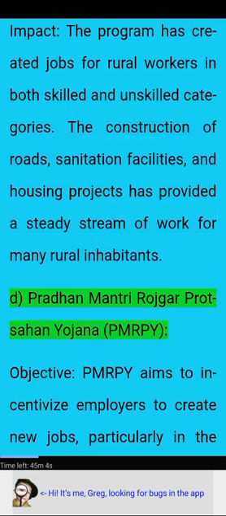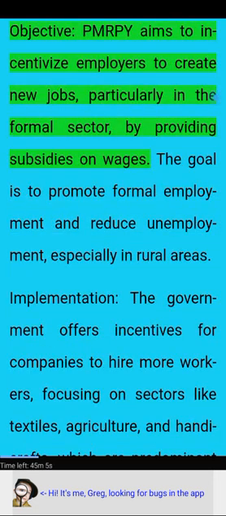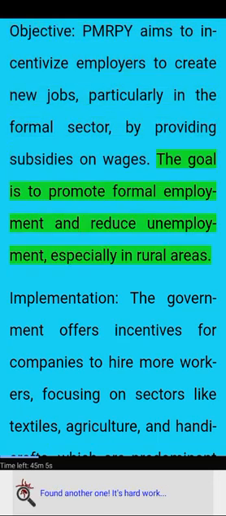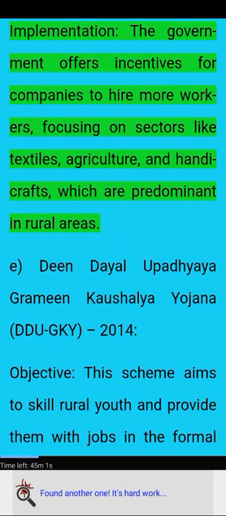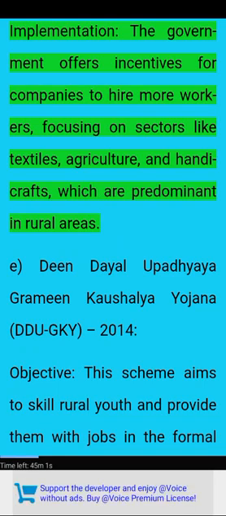D. Pradhan Mantri Rozgar Protsahan Yojana (PMRPY). Objective. PMRPY aims to incentivize employers to create new jobs, particularly in the formal sector, by providing subsidies on wages. The goal is to promote formal employment and reduce unemployment, especially in rural areas. Implementation. The government offers incentives for companies to hire more workers, focusing on sectors like textiles, agriculture, and handicrafts, which are predominant in rural areas.